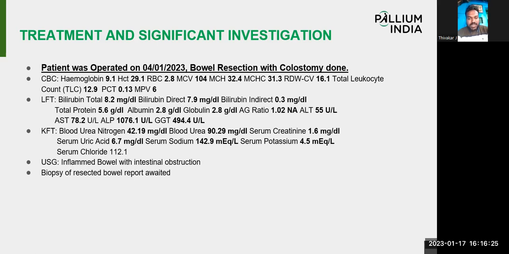On routine investigation, the parameters which were somewhat increased I have mentioned here. Her hemoglobin is 9.1 and TLC count is increased to 12.9. Normal TLC count will be 4 to 10. Here it is increased to 12.9. Then in LFT, serum bilirubin was increased and albumin is very low. In KFT, blood urea nitrogen, serum creatinine, everything were increased. In sodium, potassium, everything was increased. New USG: inflammatory bowel with intestinal obstruction was noted. And after the surgery, her resected bowel was sent for biopsy and the report is awaited.